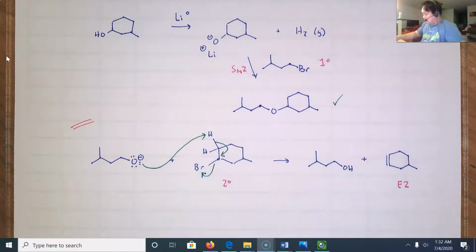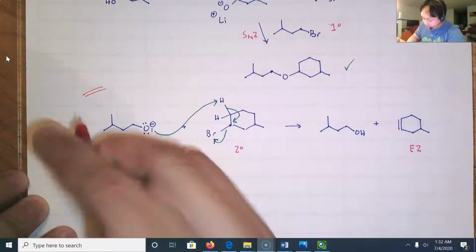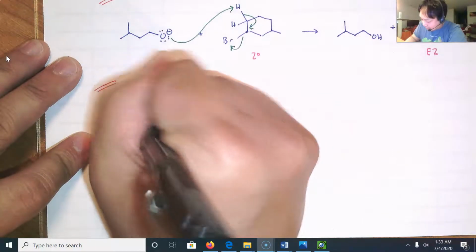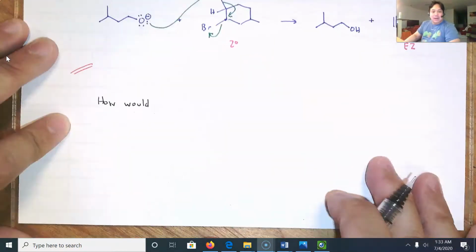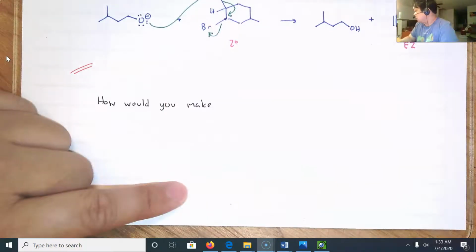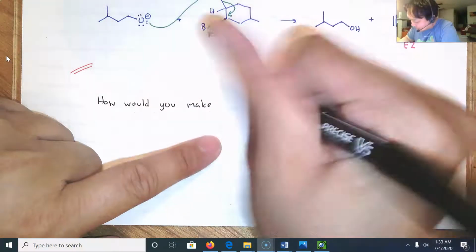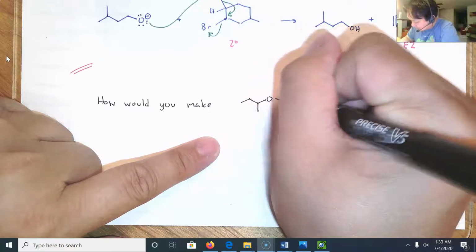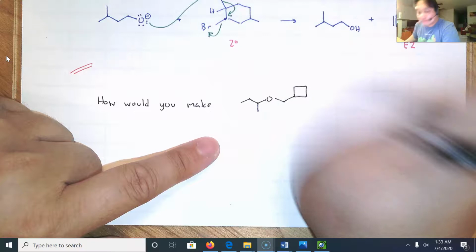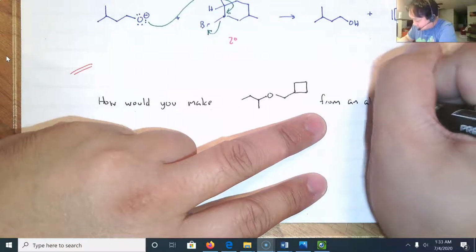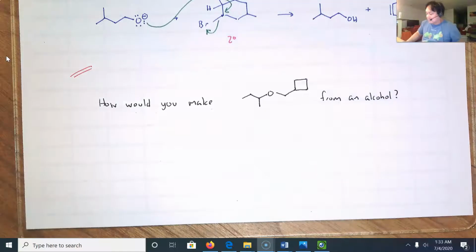We could also try this at home. Again, the question is how would you make, and let me take a look at this ether. How about this? How would you make that ether from an alcohol? Okay, and you'll do that on your own.